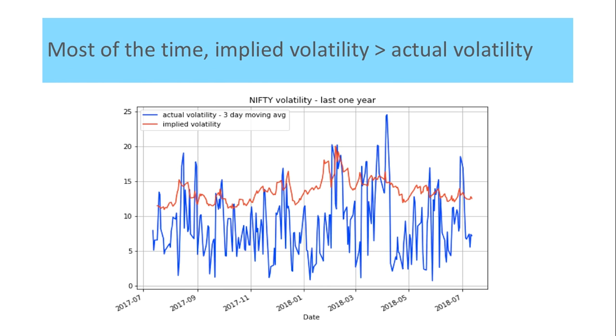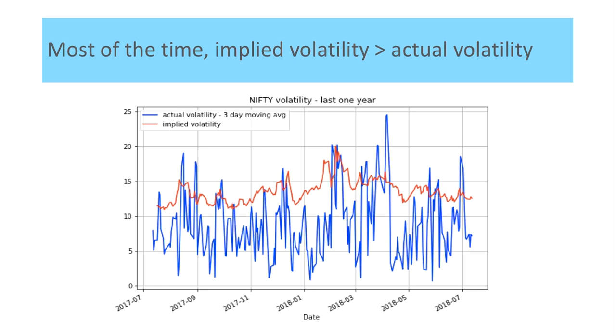And most of the time, the implied volatility is higher than the actual volatility. And if you think about it, this is very intuitive because usually the perception of risk or the perception of uncertainty tends to be higher than the actual scenario which plays out. And if you see here, this is the last 1 year plot of the implied volatility and the actual volatility in Nifty. So the red line here reflects the implied volatility on a day by day basis, and the blue line reflects the 3 day moving average of the actual volatility in Nifty.